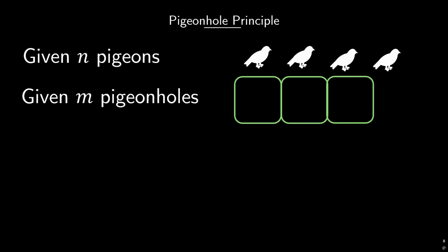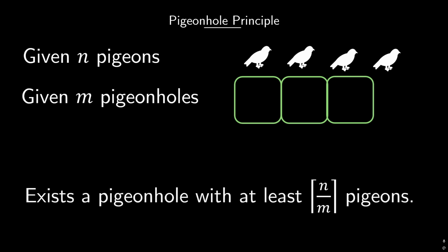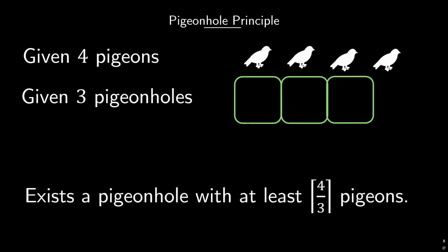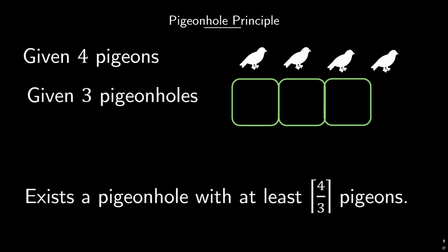If I'm given n pigeons and m pigeonholes, okay, think of it this way: the pigeons want to go into the pigeonholes, right? We're gonna claim that there exists a pigeonhole, at least one, not all of them, that has at least ceiling of n over m pigeons. Okay, so for example, if I had 4 pigeons in my example here, I have 3 pigeonholes. Okay, because the pigeons want to find a home, want to nest somewhere. I'm gonna claim that there exists at least 1 pigeonhole with 2 pigeons. So 2 pigeons have to share a pigeonhole here, right?